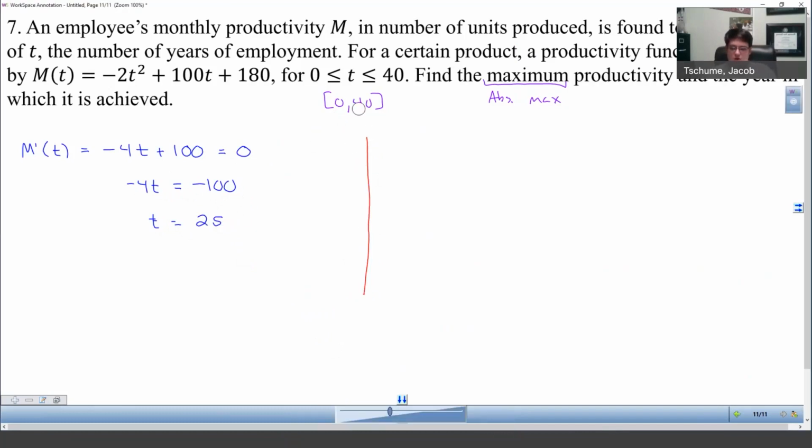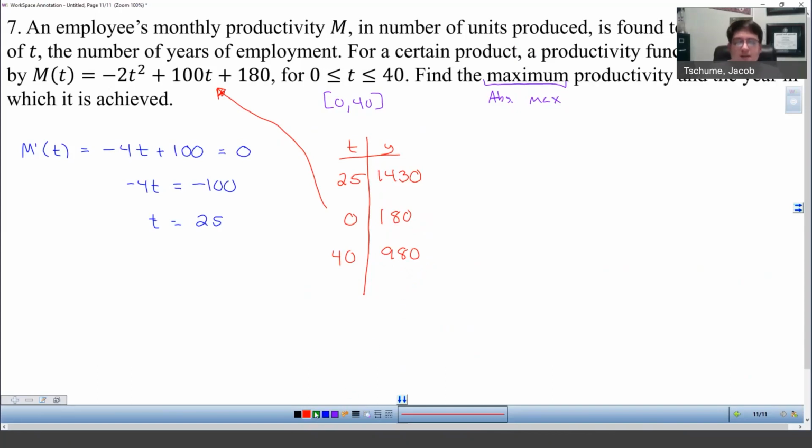I'm going to make a t-chart. Now, normally I would call this x and y, but since my variable is t, we'll call this t and y. My only critical value is 25, and then I have to check my endpoints, which are 0 and 40. And you're going to plug these 3 numbers back into the original function. So if I start by plugging 25 in, I get a value of 1,430. If I plug 0 in, I get a value of 180. And if I plug 40 in, I get 980.